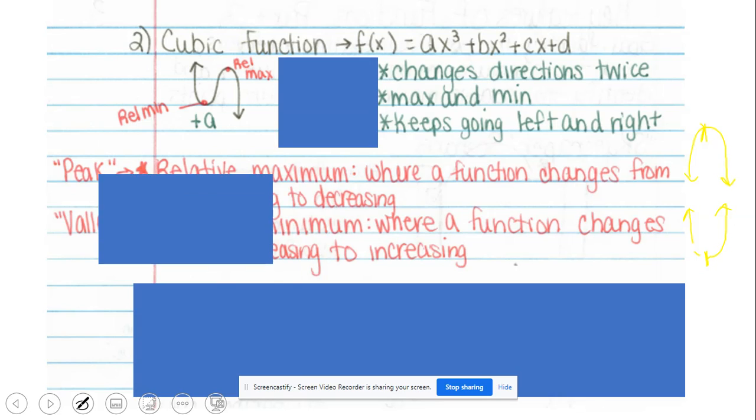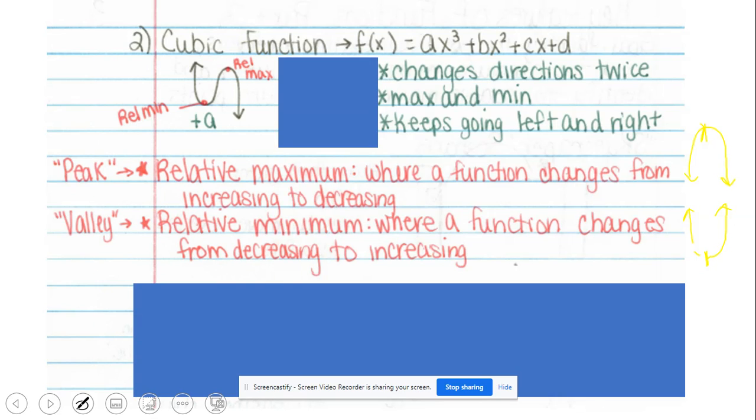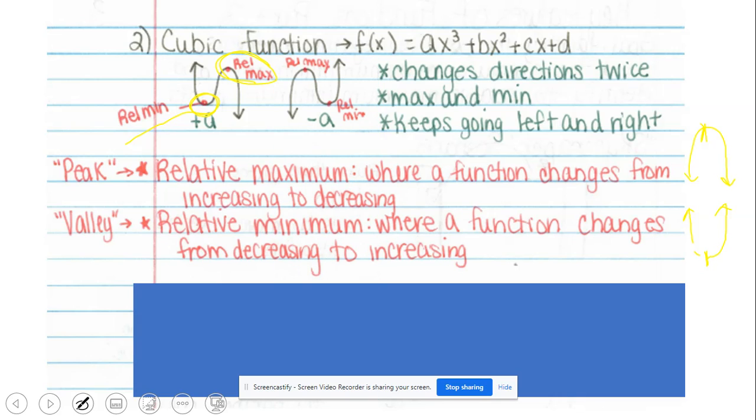And here's why I covered up my pictures. So in a cubic, you're going to have both. You're going to have a relative minimum and a relative maximum. So the relative minimum is this lowest point here, and the relative maximum is the highest point on both sets of those pictures. And if you don't have space to label them, that's fine.